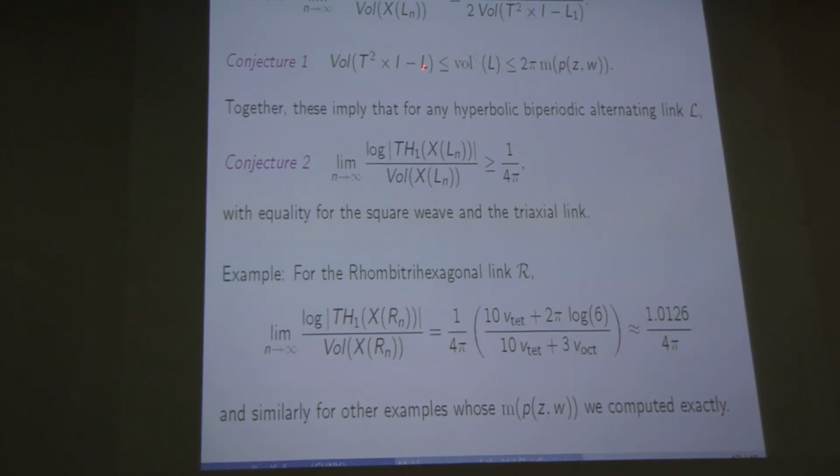But this conjecture would imply that this is always greater than or equal to. So for the rhombotrihexagonal link, where we have an exact Mahler measure computation, the limit of this homological torsion growth divided by the volume growth is 1.01 something over 4 pi. And for the others where we computed the Mahler measure exactly, we get similarly just a tiny bit above 1 over 4 pi.